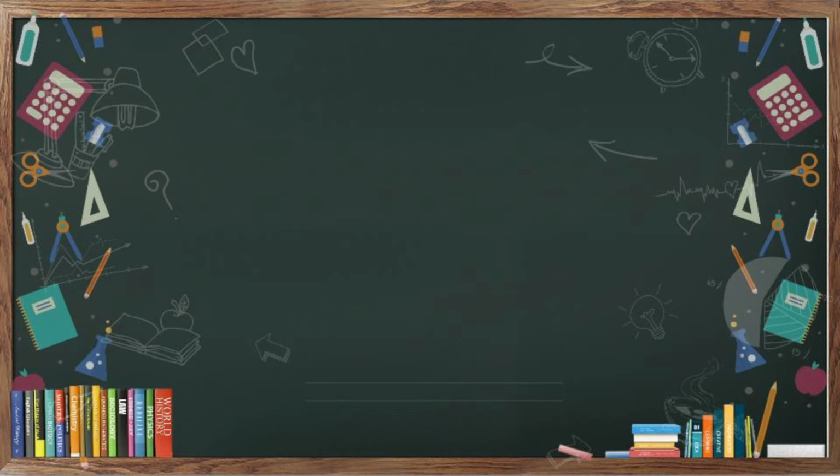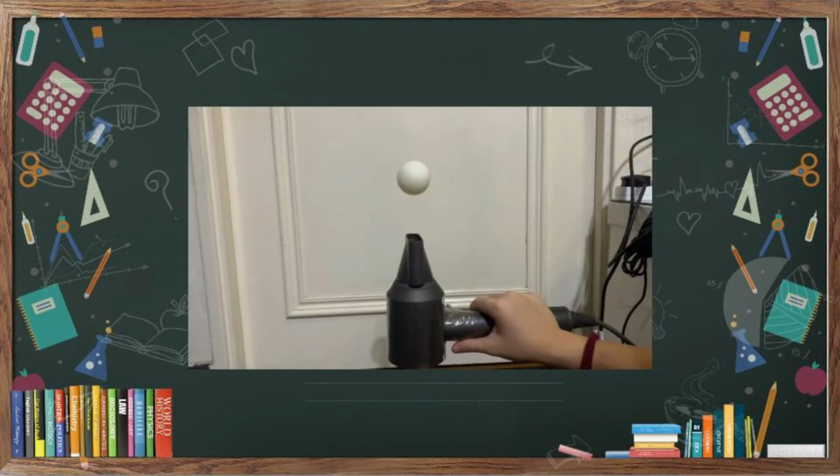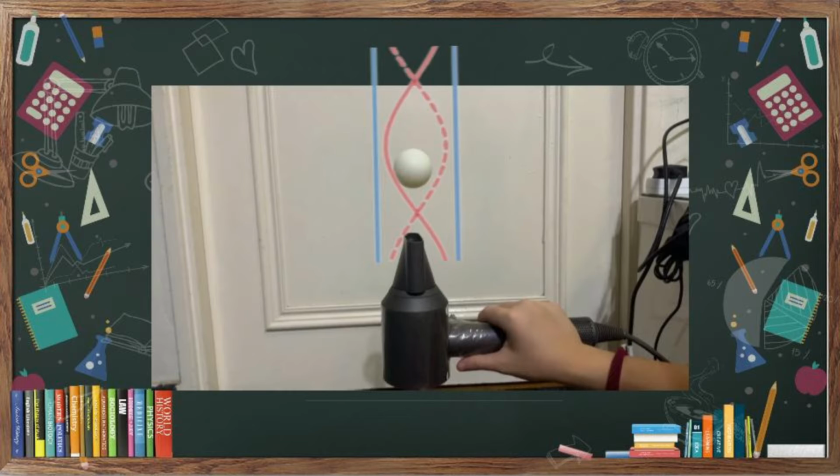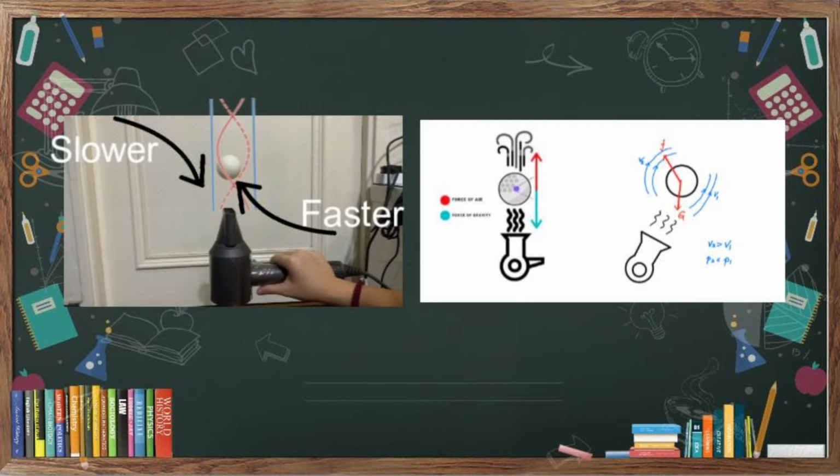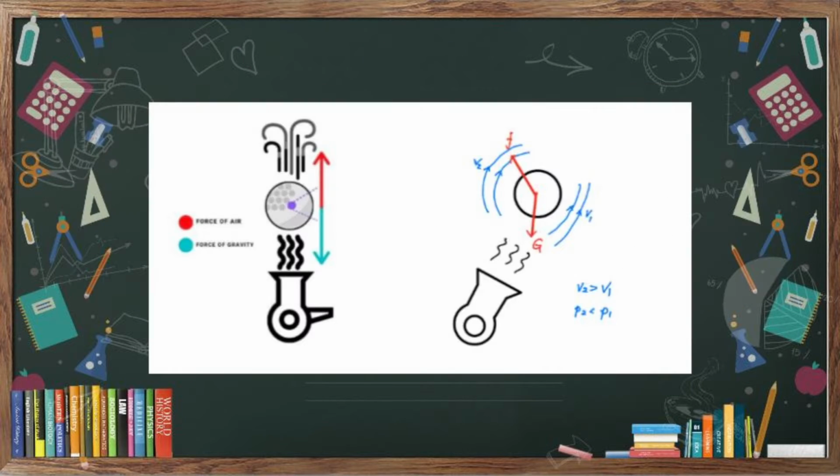In the experiment with the ping pong ball and hairdryer, the column of air blown by the hairdryer had a greater velocity than the surrounding air, therefore having a lower pressure than its surrounding air. The higher pressure in the surrounding air causes a net force on the ping pong ball, causing it to be pushed back down.